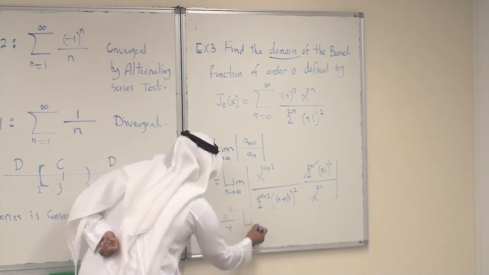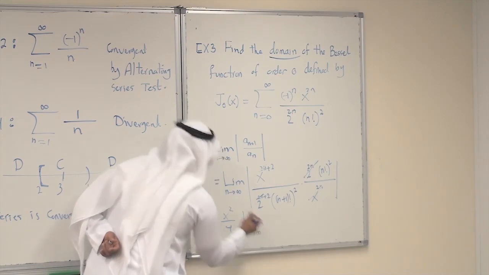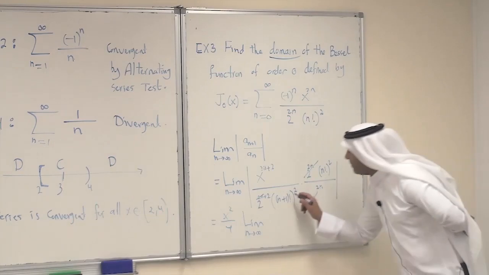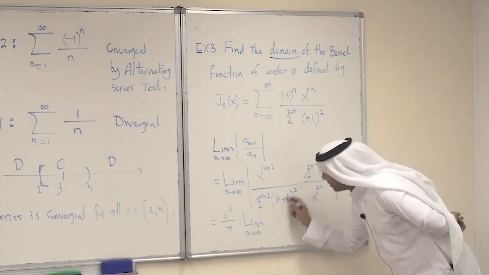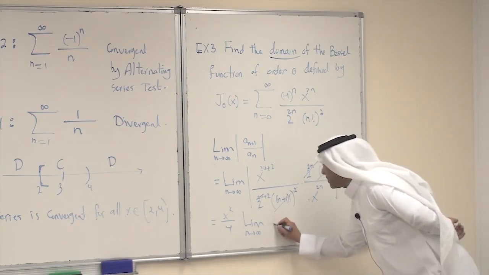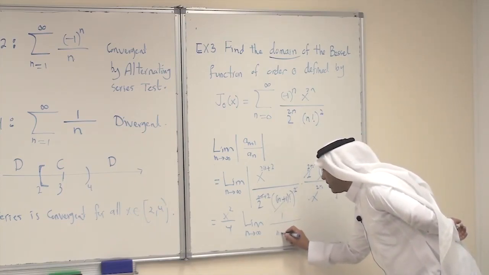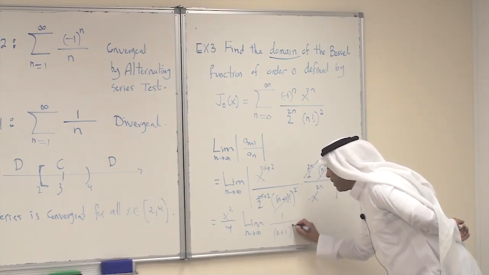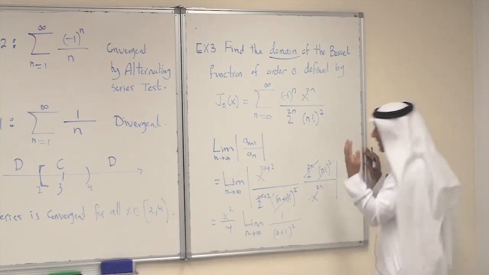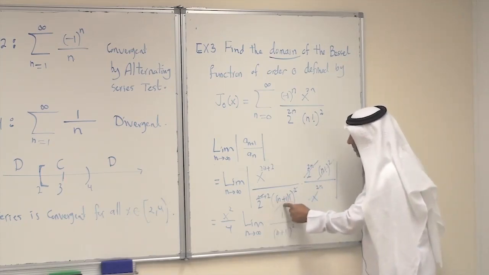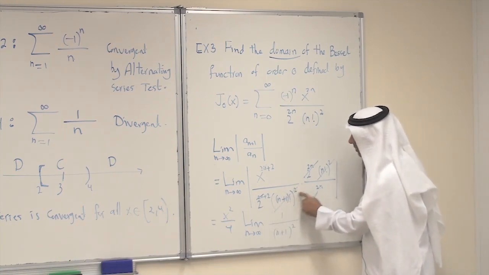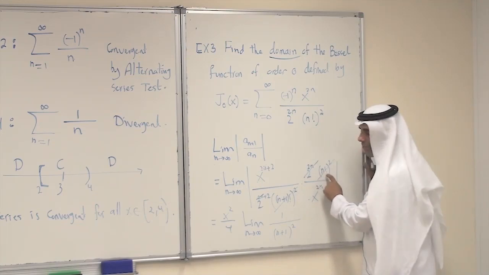Then we have the limit as n goes to infinity. Simplifying the factorial, I have n plus 1 all squared, which will cancel with n factorial all squared, and what is remaining is just 1 over n plus 1 all squared. Why? Because you can always rewrite n plus 1 factorial as n plus 1 times n factorial. With the squared, it will be n plus 1 squared, n factorial squared. N factorial squared will be cancelled with n factorial squared.